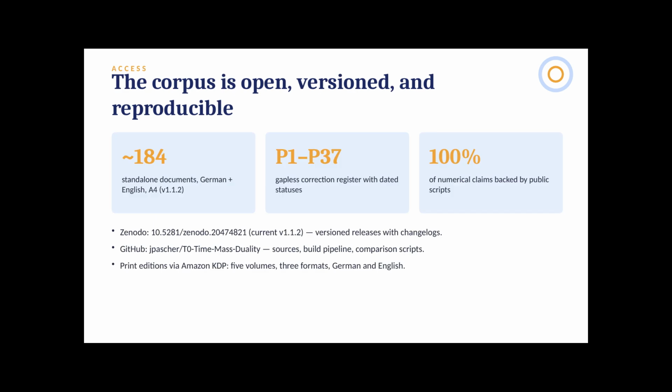Slide 62. If you want to check any of this yourself, you can. About 184 standalone documents in German and English in A4 format. A gapless correction register, points P1 through P38, each with a dated status, and a 100% Python re-implementation of the core computations. Everything's on GitHub, all sources, all versions, all corrections, public. Every release has a Zenodo DOI, so it's citable and permanently archived.